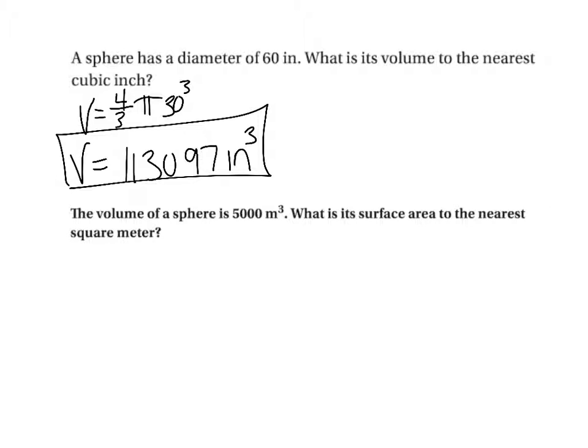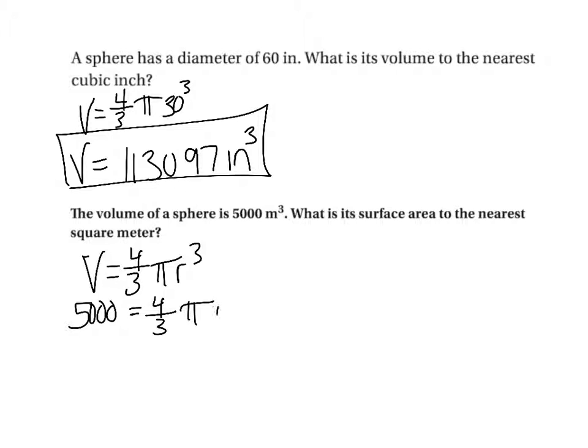So here's a little fancier one. It says the volume of the sphere is 5,000 meters cubed. What's its surface area? Okay. If you use your volume formula, the only variable there is your radius. So if you just put 5,000 in here, you can solve for that.